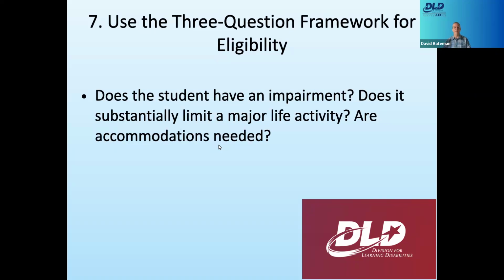All right. More. Seven, use the three-question framework. I'll show you this in a minute. Does the student have an impairment? Does it substantially limit a major life activity? Are accommodations needed? It's vital that we address these things.